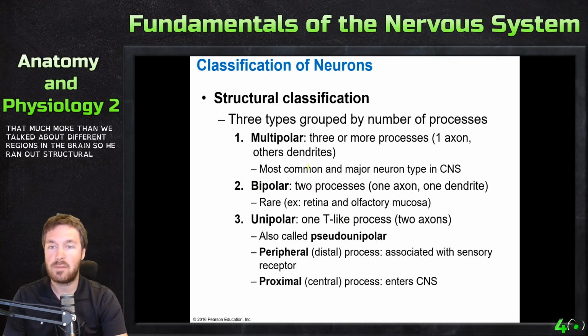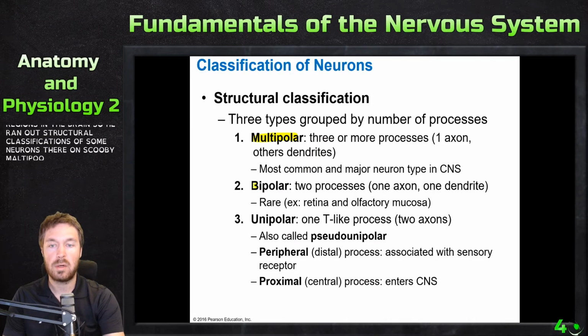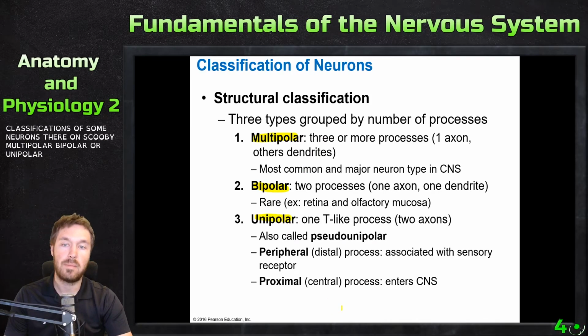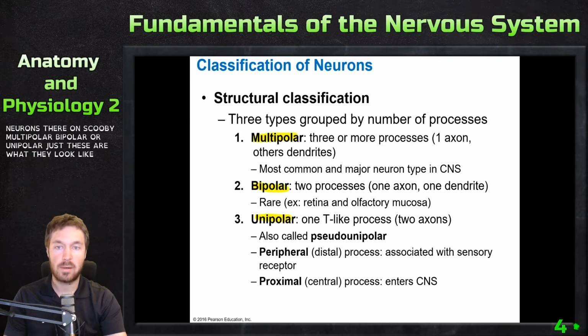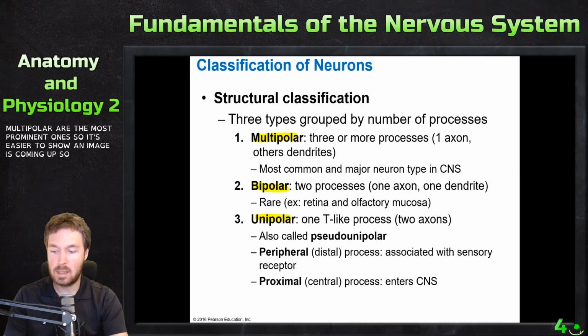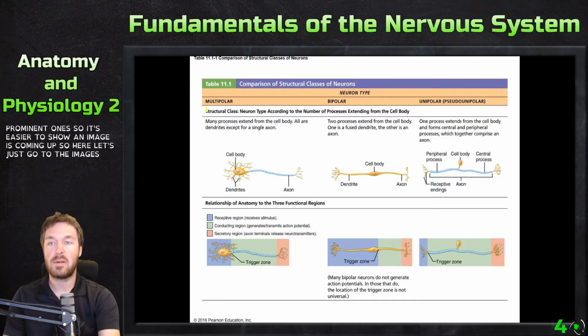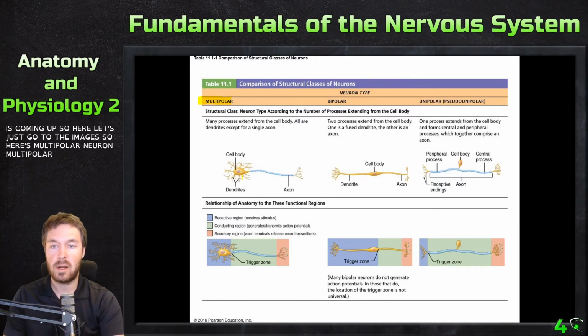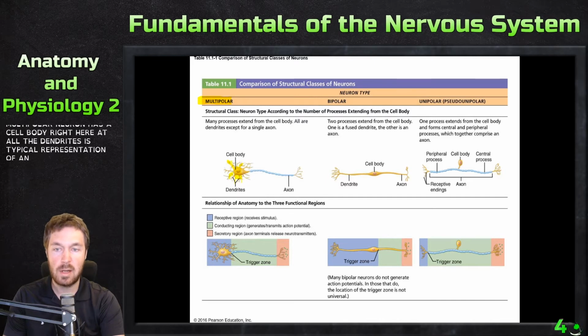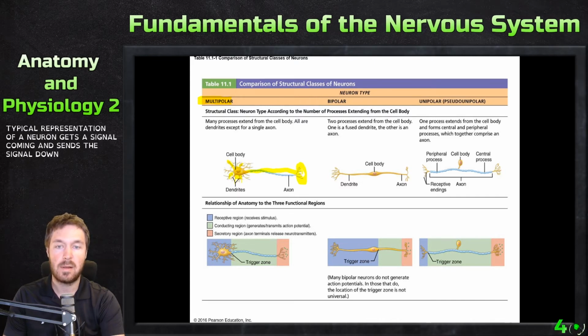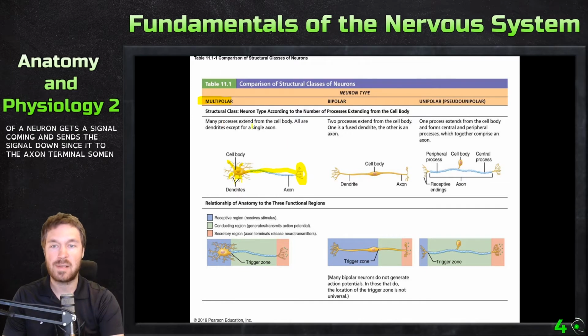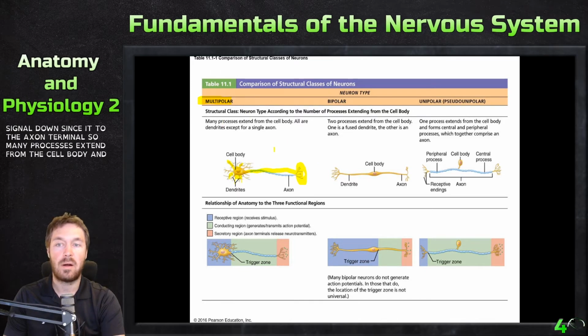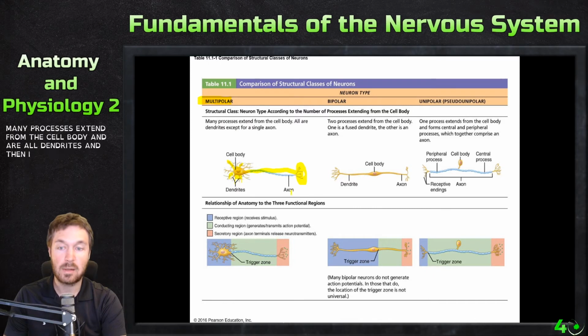So here now, structural classifications of some neurons. Neurons can be multipolar, bipolar, or unipolar. These are what they look like. Multipolar are the most prominent ones. Three is easier to show in the images coming up. So let's just go to the images. Here's a multipolar neuron. A multipolar neuron has a cell body right here with all the dendrites. It's a typical representation of a neuron. It gets a signal coming in, sends the signal down, sends it to the axon terminal. So many processes extend from the cell body and are all dendrites, and then a single axon.